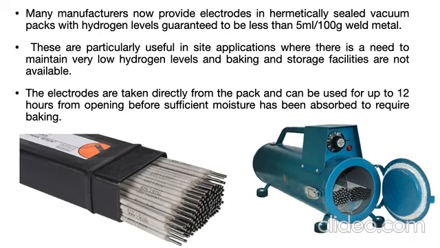However, certain manufacturers provide the electrodes in hermetically sealed containers or vacuum pack containers. One of them is shown here, but the picture shown is an open one. This type of container will ensure that the hydrogen content will be very low, or the contact with moisture or atmosphere is minimum.